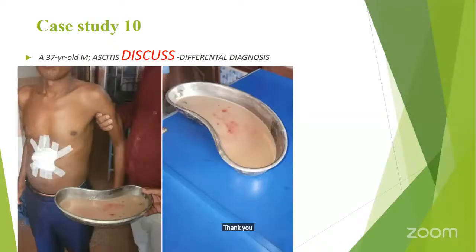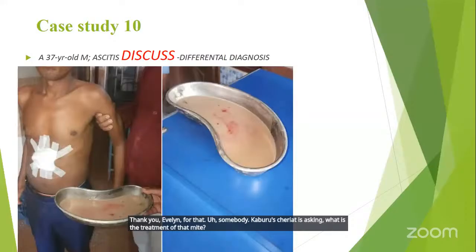Yes. Thank you, Evelyn, for that. Somebody, Kaburu's Chariot, is asking, what is the treatment of that mite? So you remember that case study you presented on the mite? So they're asking, what's the treatment?